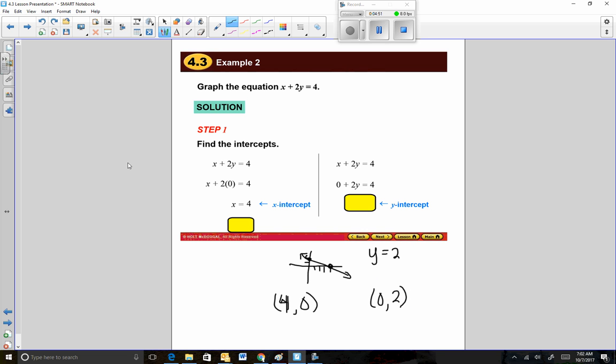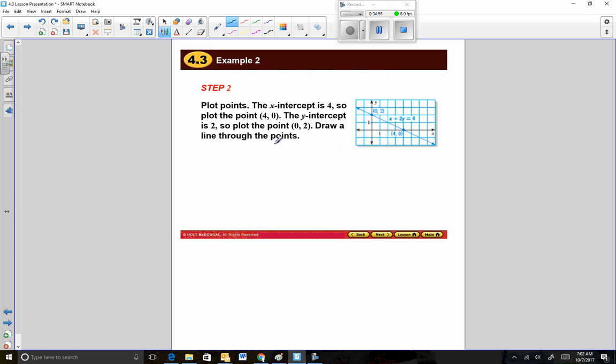All right, let's take a look and have you guys see what the graph looks like when they do it. Oh, so much nicer. All right, so we have (4, 0) for your x-intercept, and (0, 2) for your y-intercept. Draw your line, and that's the equation.